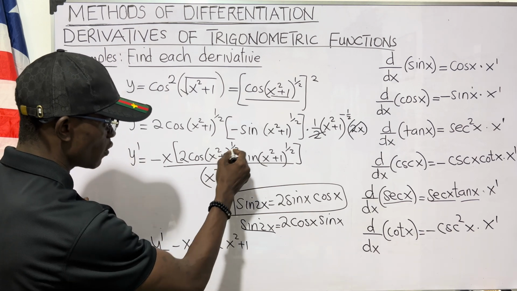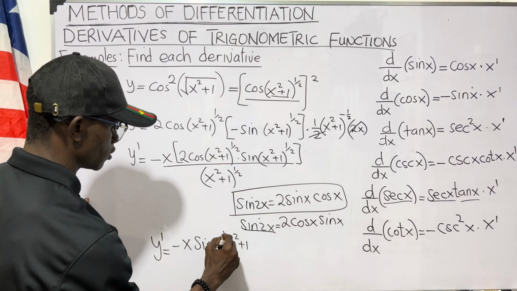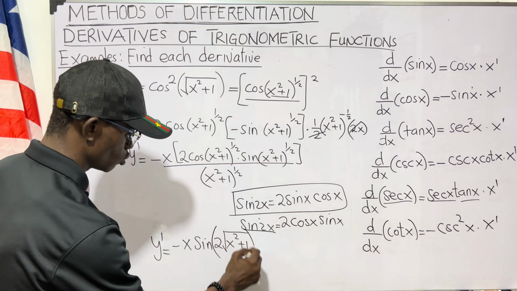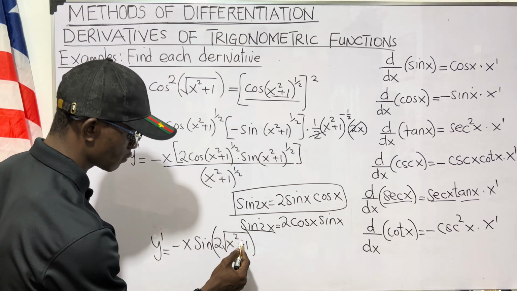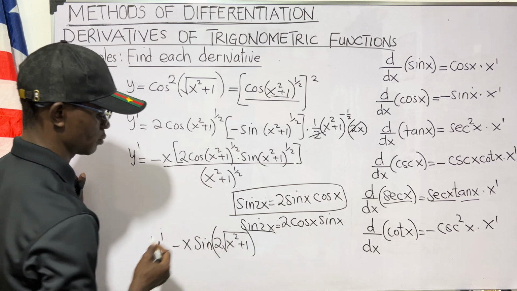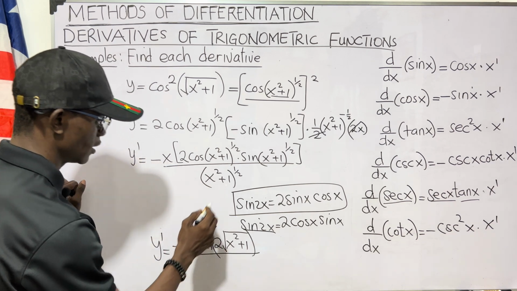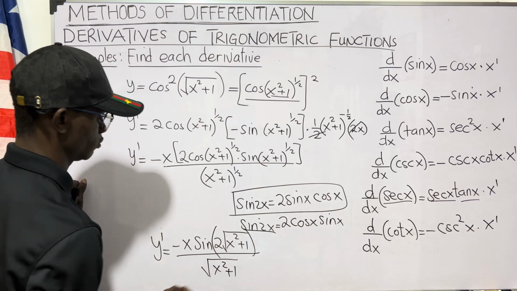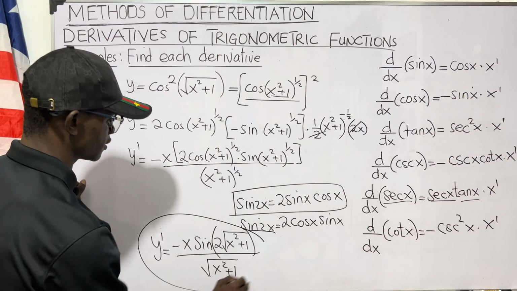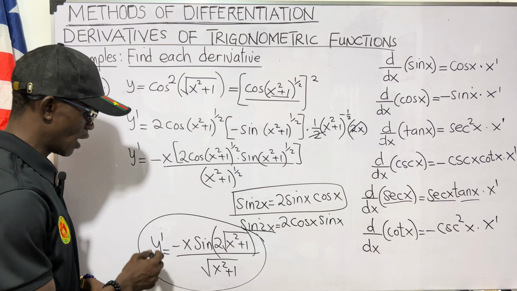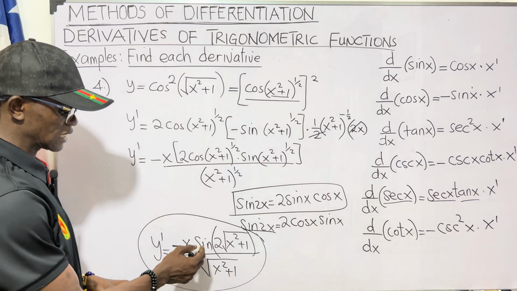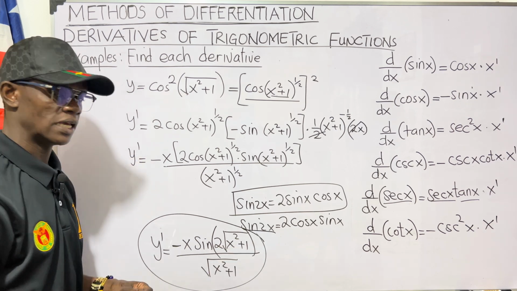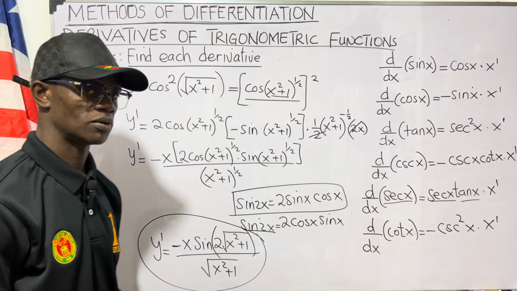Now we can use the square root instead of half. So it's 2 times the square root of x squared plus 1, divided by, we can also use the square root down here, x squared plus 1. So this is our final answer for this problem. y prime equals negative x sine of 2 times the square root of x squared plus 1, divided by the square root of x squared plus 1.